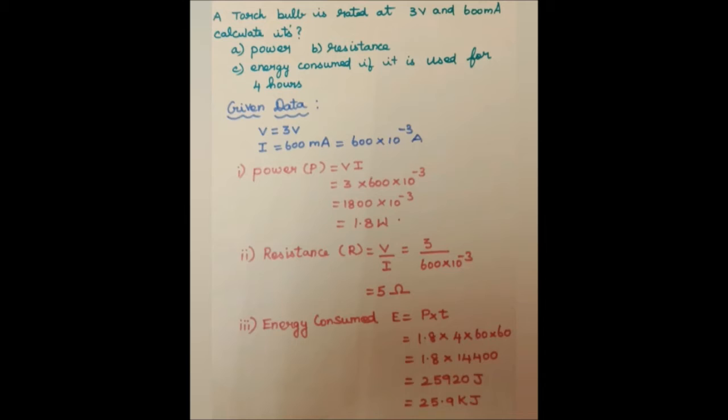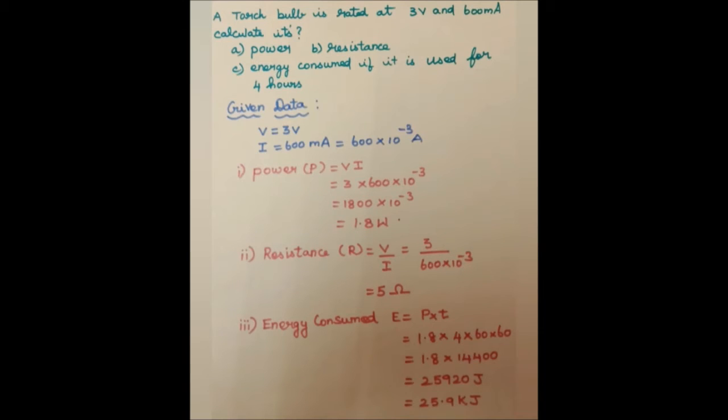First power, we know that power equal to VI. So substitute voltage and current in the power formula. We can get the answer as 1.8 watt. Watt is the unit for power.